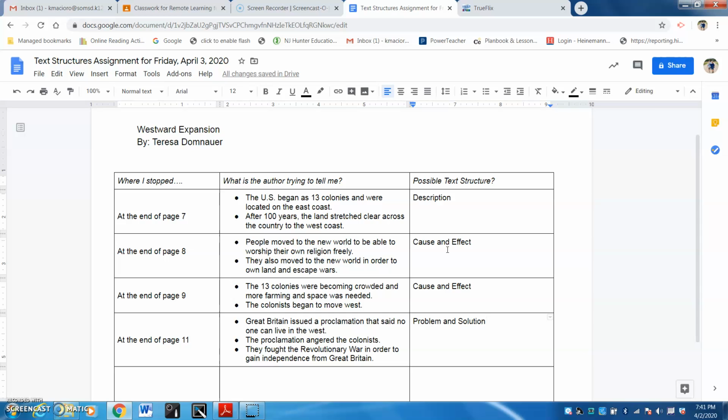So today, for the rest of your mini work in your reader's workshop, I want you to go back and work on yesterday's text structure assignment. See if you can revise some of your columns based on what I just did. And then I want you to move on to read chapters 4, 5, and 6 and continue practicing identifying facts and identifying text structures.